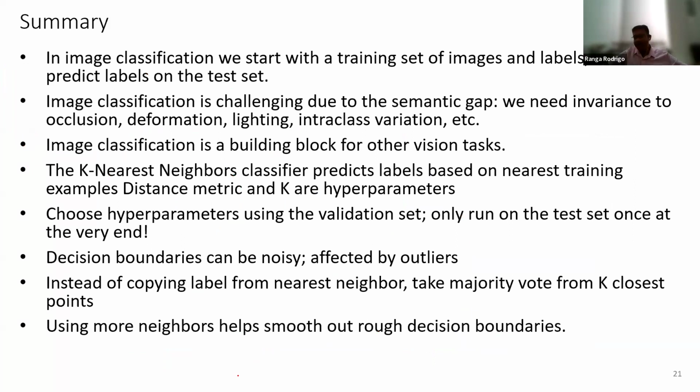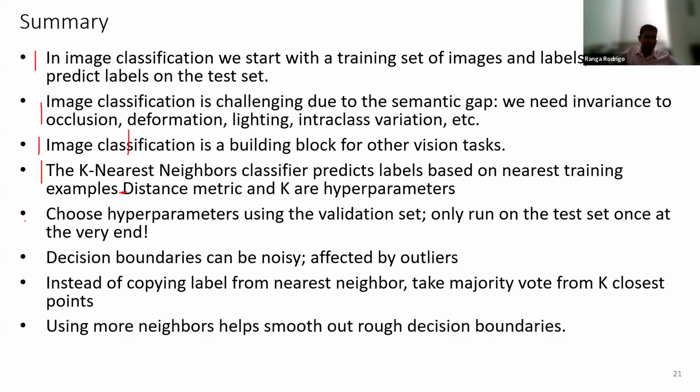So let's briefly summarize this. In image classification, we start with a training set of images and labels, and we must predict the labels on the test set. That concept we understood. Image classification is challenging due to the semantic gap. We need invariance to occlusion, deformation, lighting, interclass variation, and so on, as with the dog images. Image classification is a building block for other vision tasks like object detection and image captioning. The k-nearest neighbor classifier predicts labels based on the nearest training example.